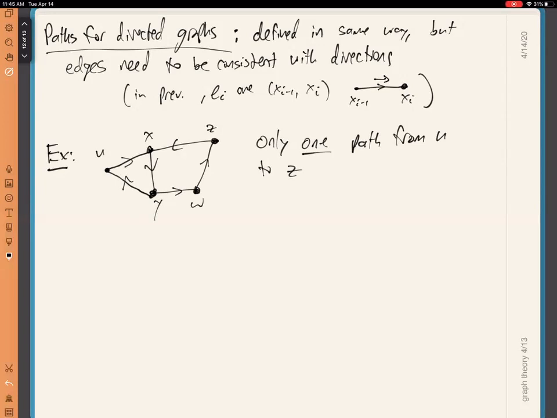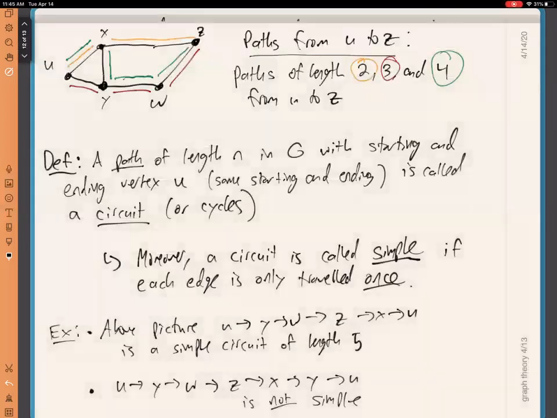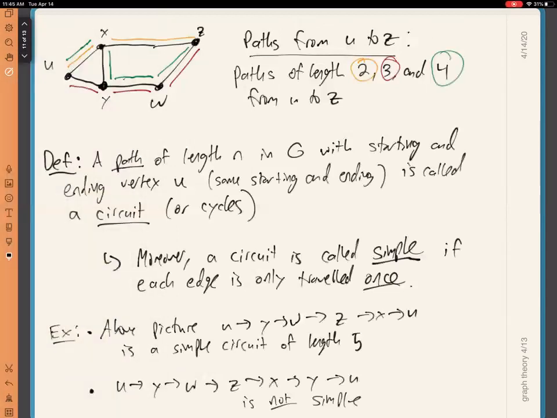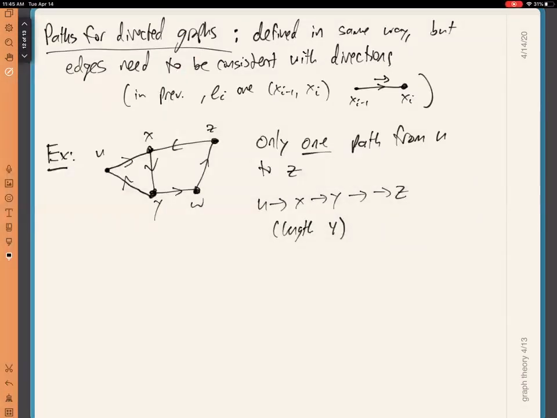And so what is the path from U to Z? Well, I have U to X to Y to W to Z, right? And so the length of this is 4, right? So for example, when we looked at this example earlier, we also had paths of length 2 and 3, but when we added this particular choice of directions, there's no path of length 2 and there's no path of length 3 for this example. Okay, and otherwise everything is the same. So it's just a small modification, which is the most natural way you can modify this.